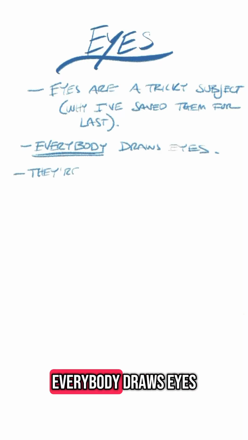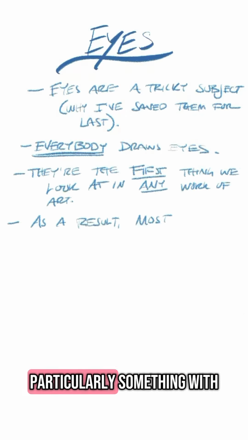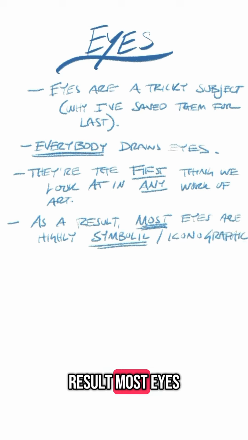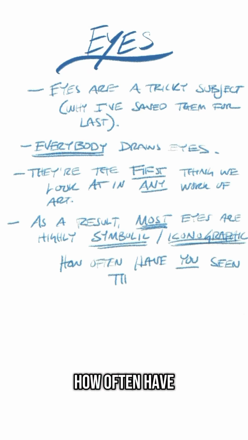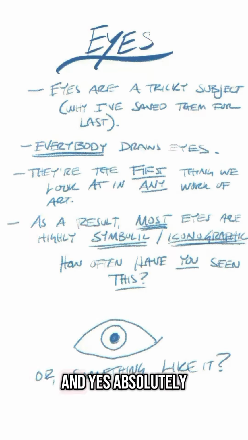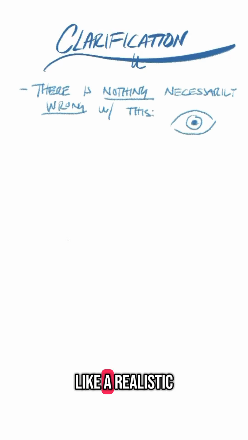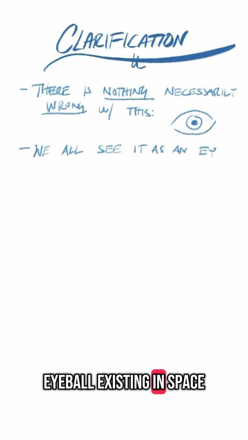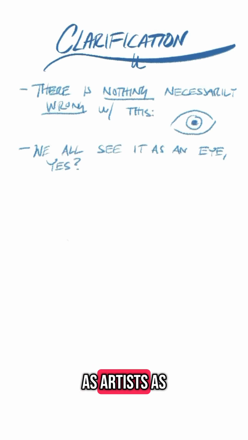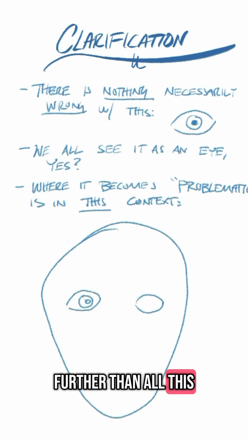Everybody draws eyes. They're the first thing that we look at in any work of art, particularly something with a human subject, and as a result, most eyes tend to have this very symbolic, iconographic look to them. How often have you seen something like this, where it's more of a symbol for an eye? And yes, absolutely, this communicates the idea of an eye to the viewer, but it does not look necessarily like a realistic eyeball existing in space. As artists, as illustrators, we owe it to ourselves to go a step further than all this.